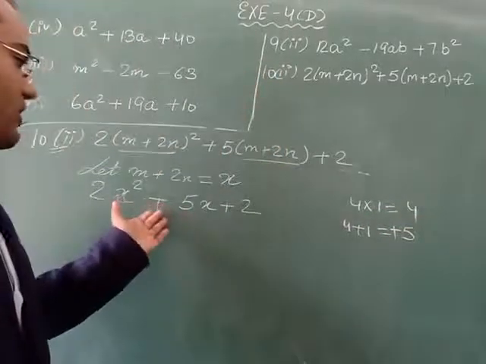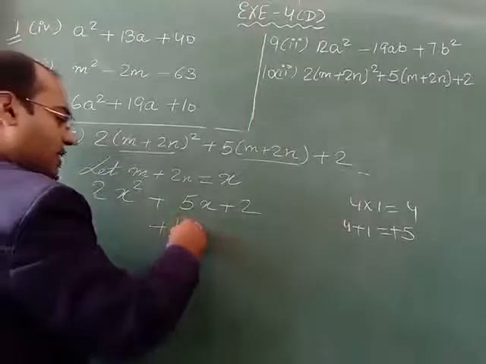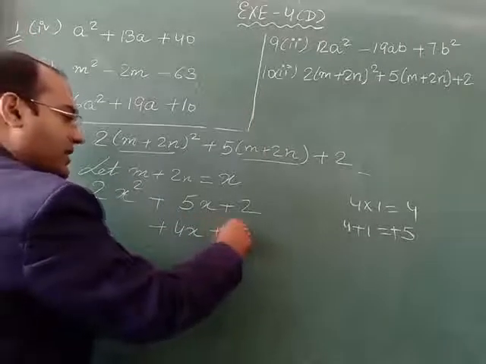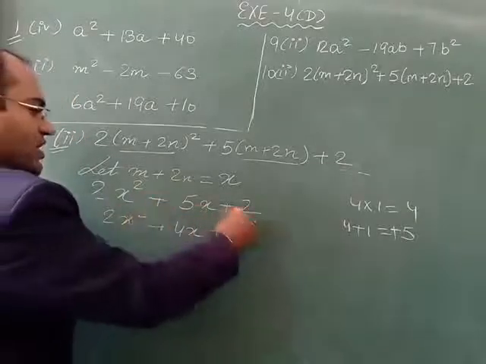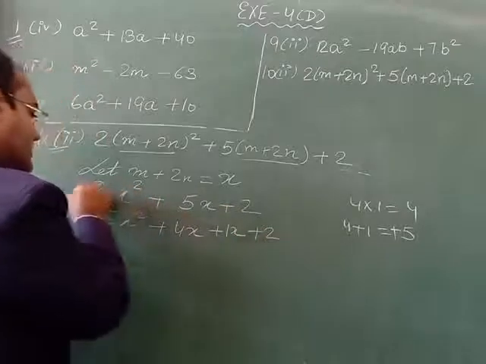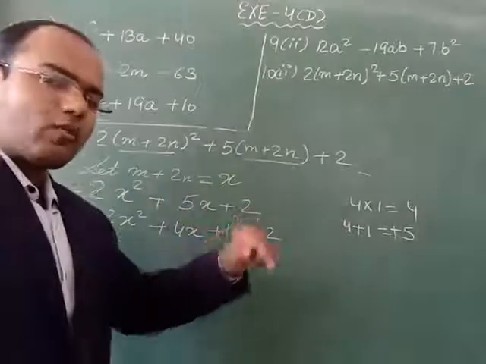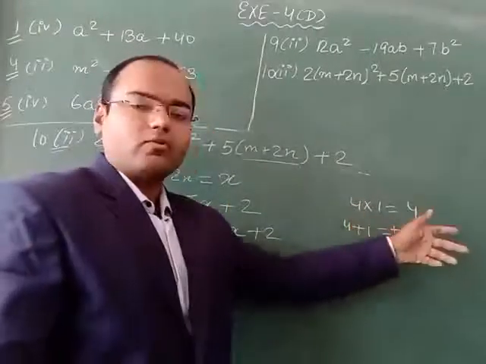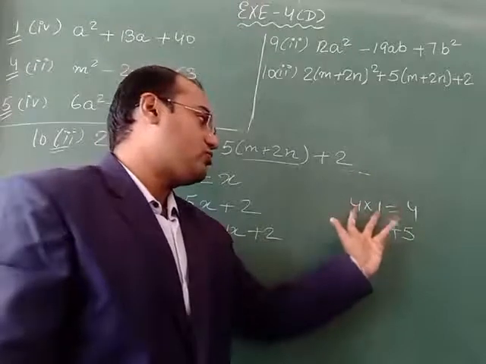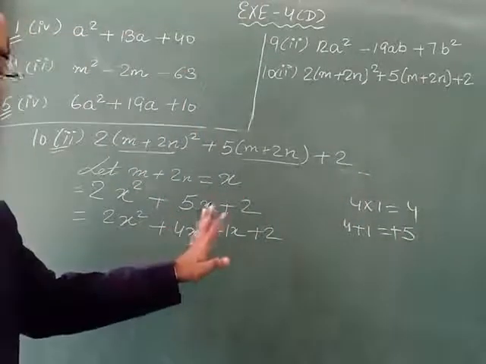So in order to get this plus 5, what we will do? We will take plus 4x plus 1x. Rest of the two things, 2x square plus 2, we will write as it is. So 2 multiply 2 is 4. 4 factors we had found. 4 factor is 4 and 1. 4 1s are 4. Now when we will add these two factors, we will get plus 5. So here we have taken plus 4x plus 1x.